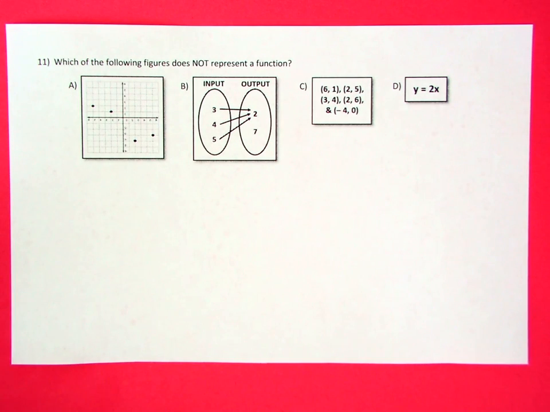Number 11 says, which of the following figures does not represent a function? When you look at number 11, let's start with answer choice A. The idea behind a function is that every input has exactly one unique output, which means your inputs, like your x's, are only assigned a single value of y.